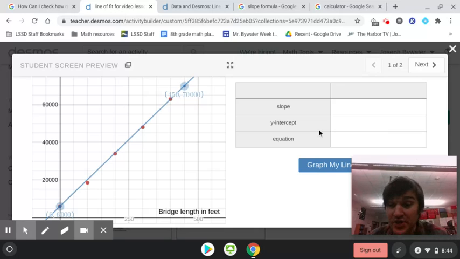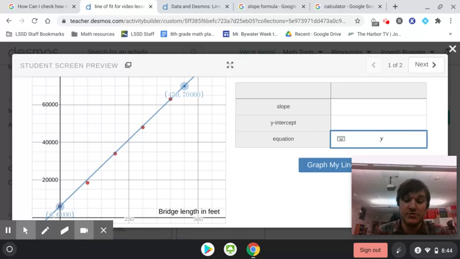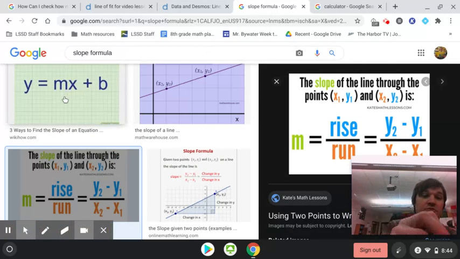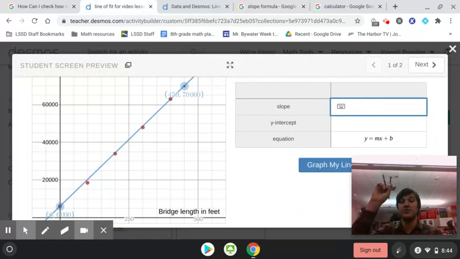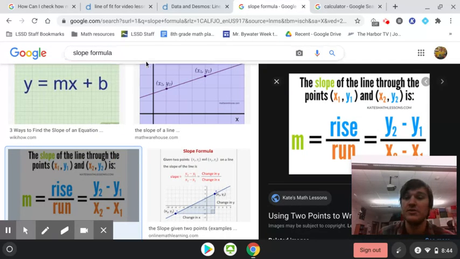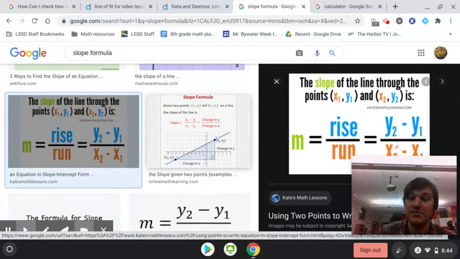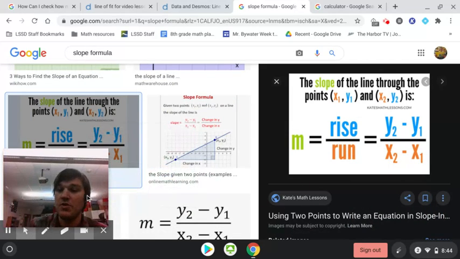To write an equation for your line of fit, we are going to use our good friend slope-intercept form, y equals mx plus b. So quick reminder about that. The m is your slope. Your b is your y-intercept. We need to find both of those in order to write the equation. So finding the slope here, slope is the rise over the run. Or we've also seen this slope formula, y2 minus y1 over x2 minus x1.